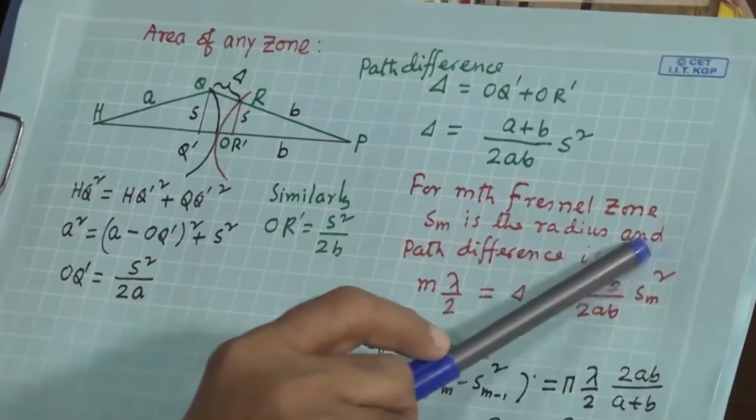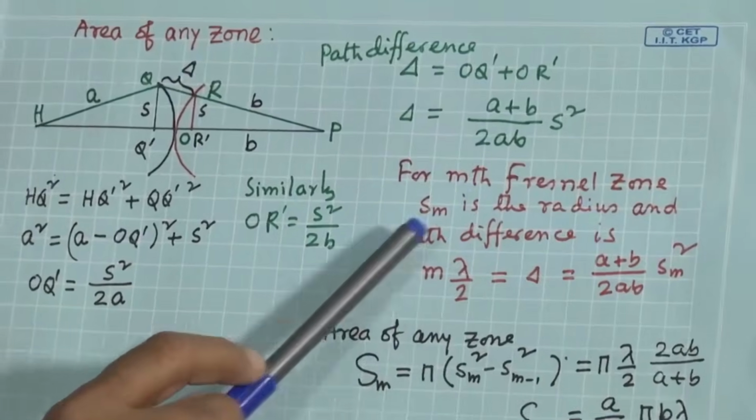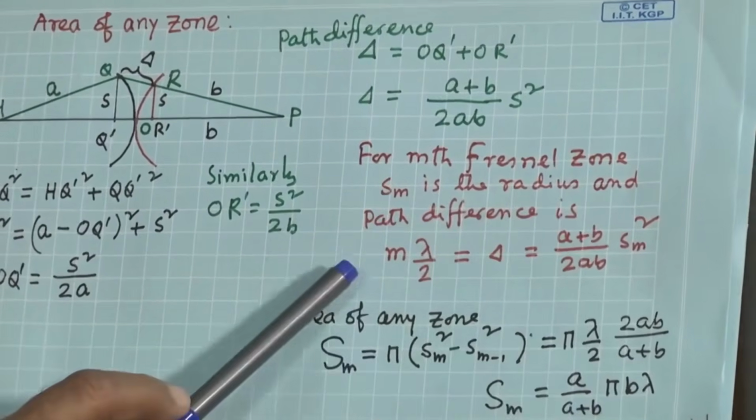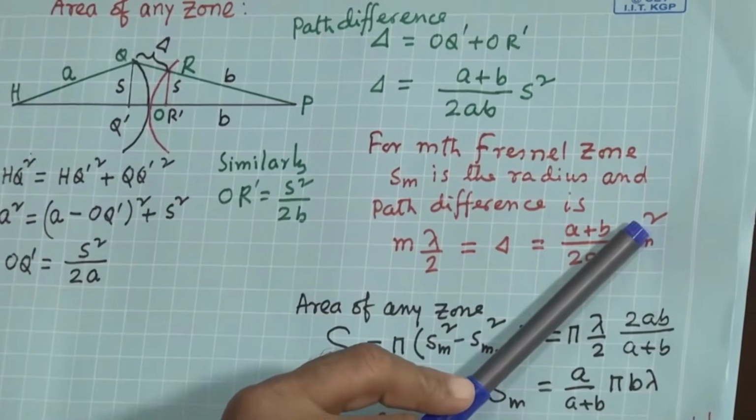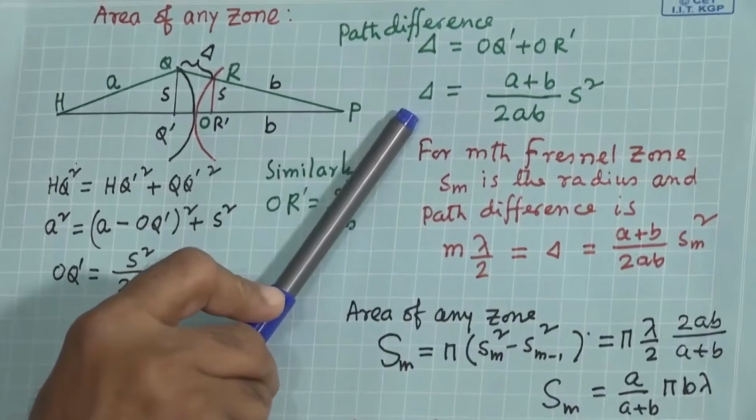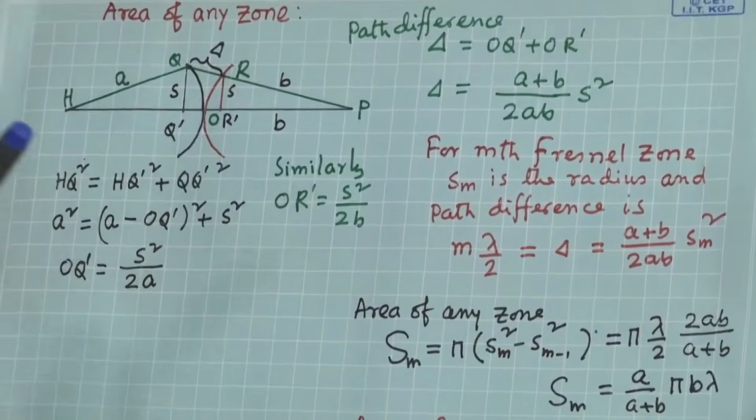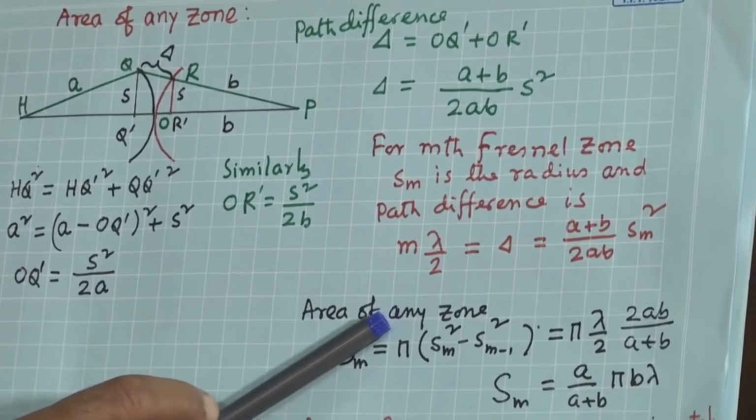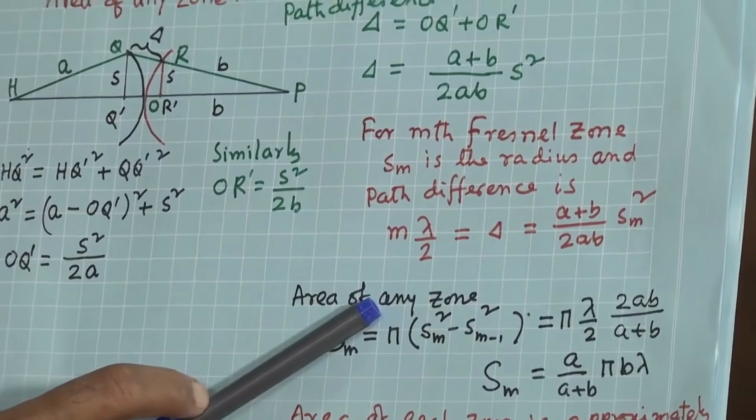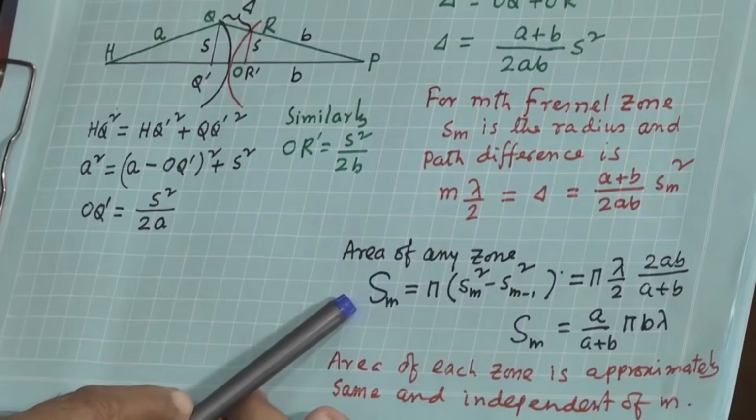So, for the mth Fresnel zone, Sm is the radius and the path difference is proportional to Sm square. Now, when the path difference is m lambda by 2, means you will.